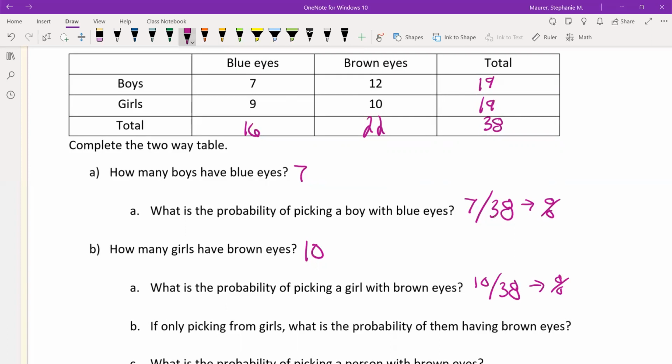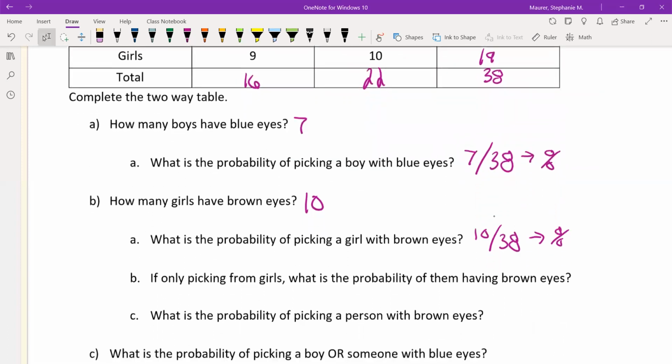Now, question B is where it gets really interesting. I guess I should say B of B. There's two B's, but look at this question B of B. If only picking from girls, what's the probability of them having brown eyes? So this adds a small twist to it. Now, rather than looking at the entire class of 38 students, now we're saying, what if we only picked from girls? So again, we're still considering how many girls have brown eyes. We're still looking at that. So we'd still have 10, but the denominator changes.